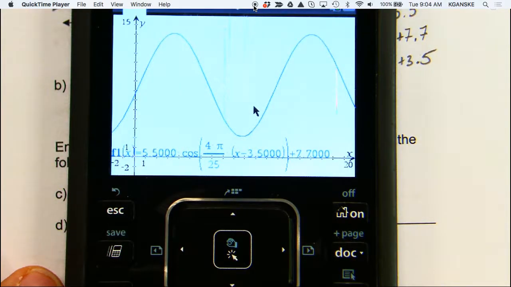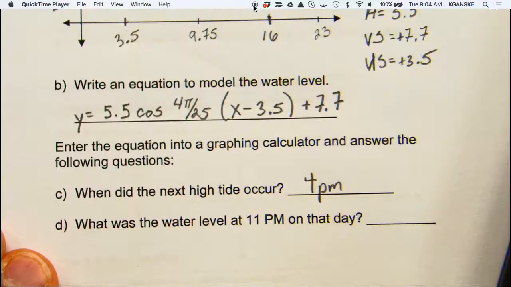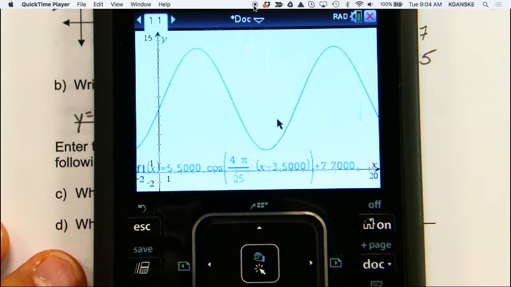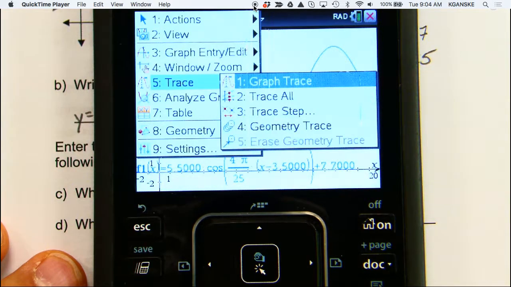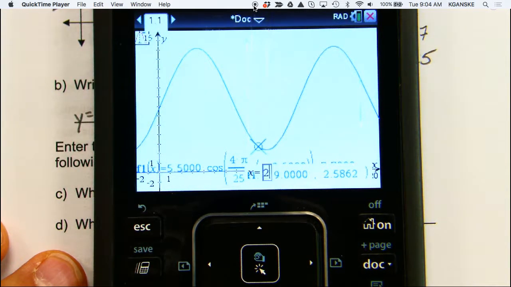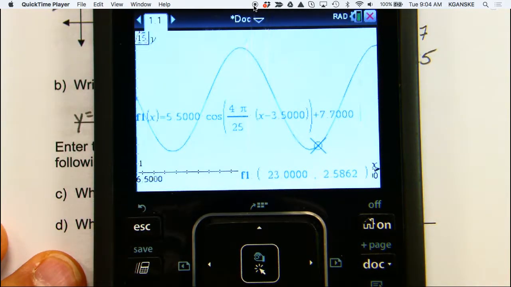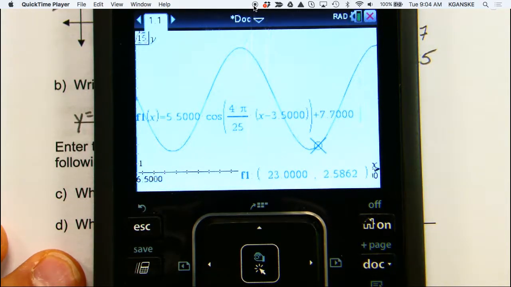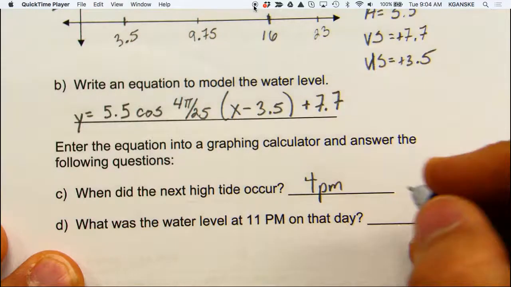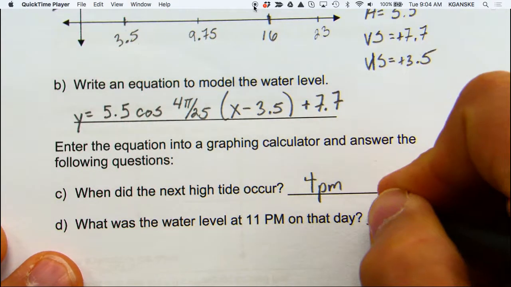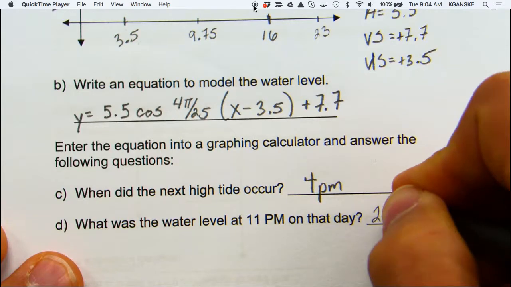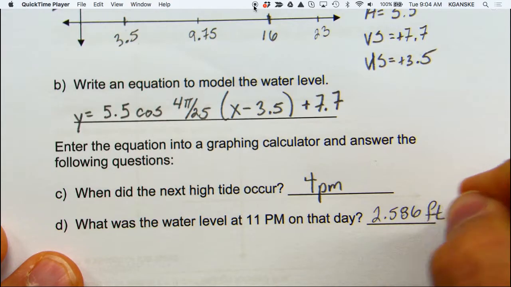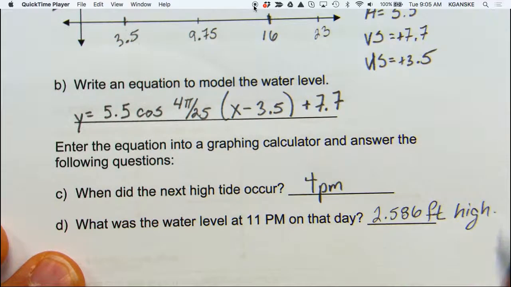Okay, so let's go up here. Put 23 in for trace. That should be good, right? So it looks like it is going to be 2.586 meters high. Sorry, thanks. 2.586. And it's feet. Okay.